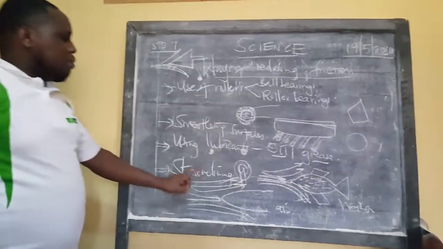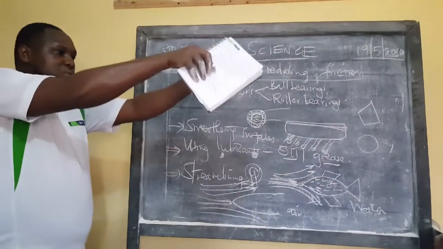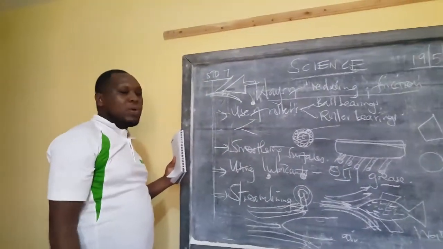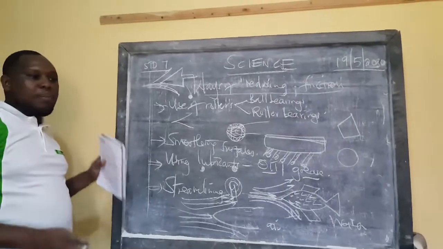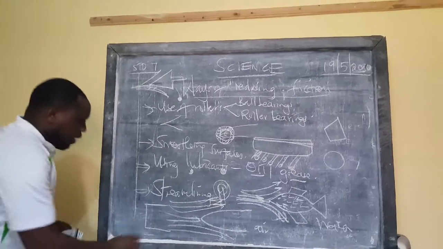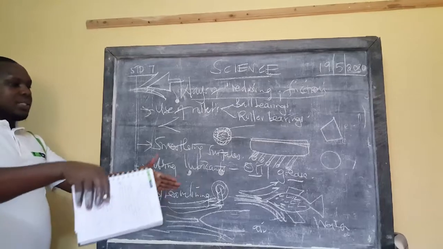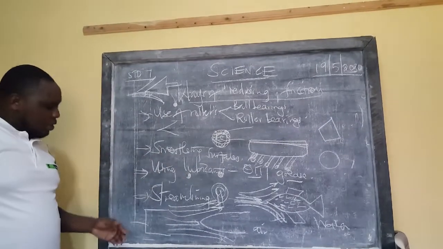So streamlining, you make something to be this shape, a V shape like this, a V shape like that. Look at the cars. The cars are not a block. They cannot appear like this. And this is the front of the car. No. There's a way they are made so that they can be able to cut through the air.